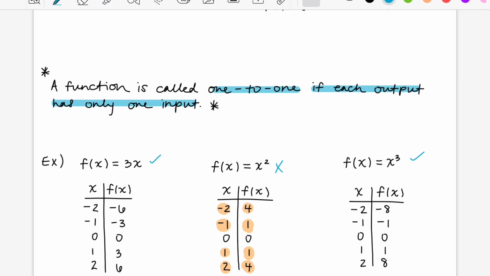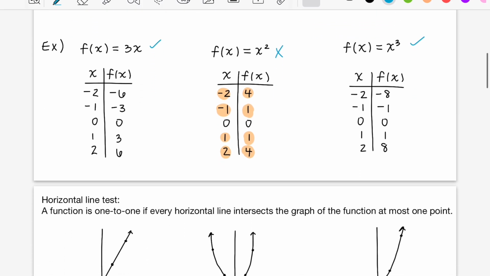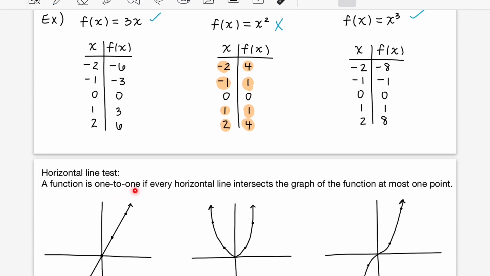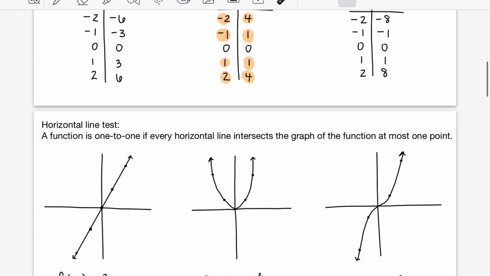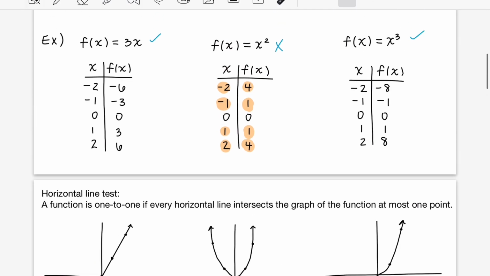Now one way to figure out if a function is one-to-one is by a horizontal line test. A function is going to be one-to-one if every horizontal line will intersect the graph of the function at most one point. So it's similar to the vertical line test, but now we're doing a horizontal one. These are the graphs of the functions up here.